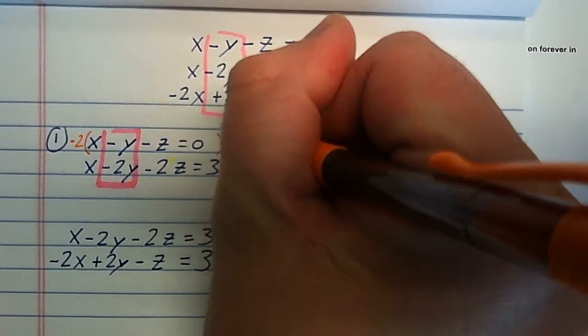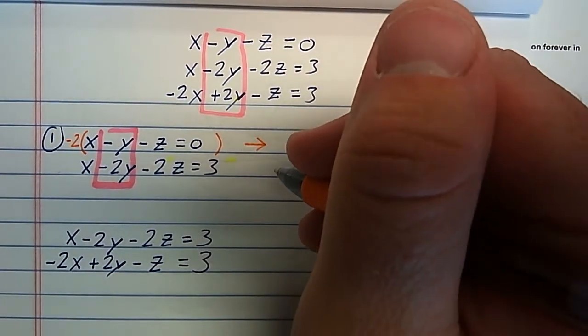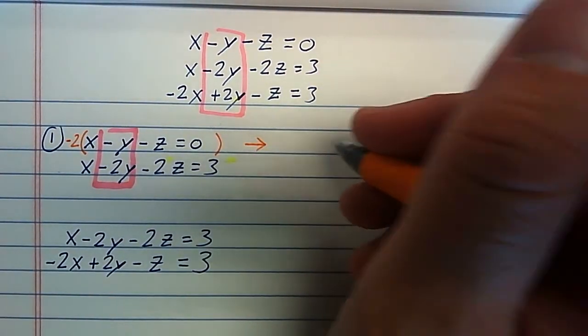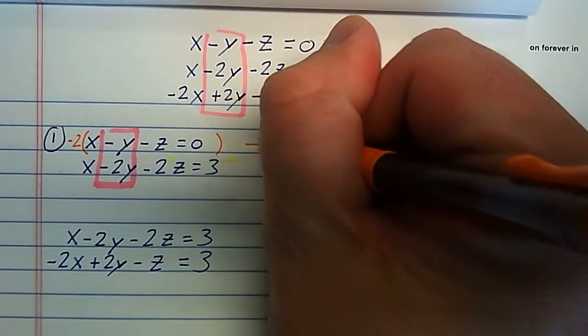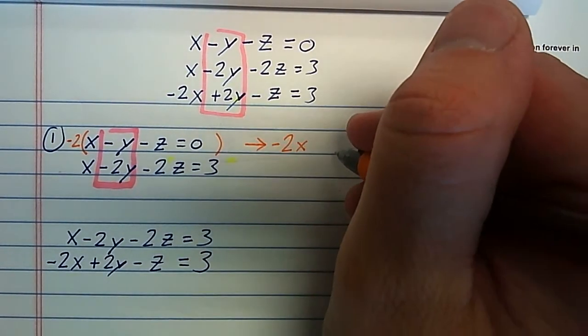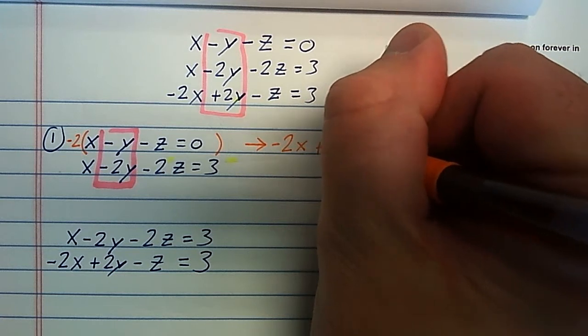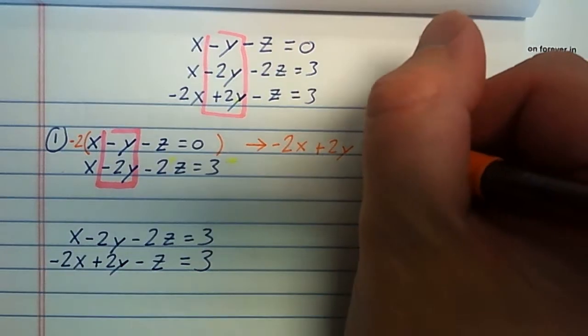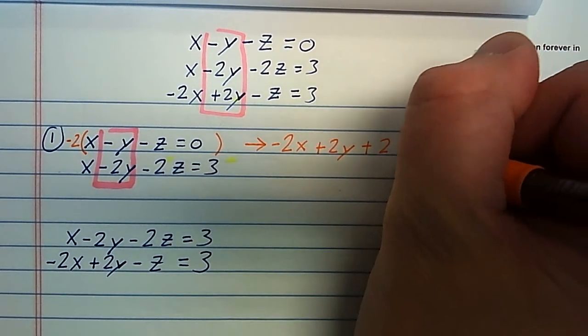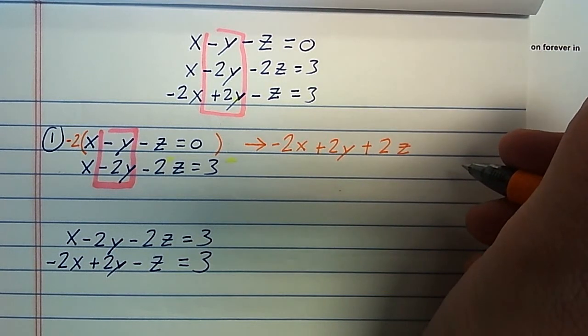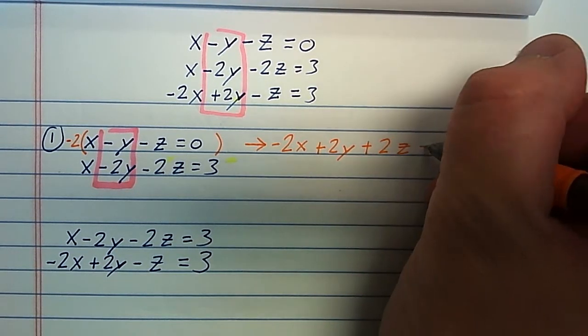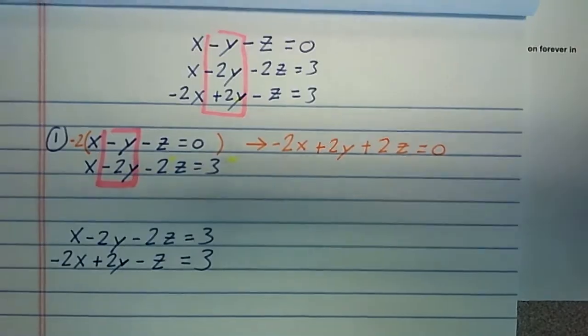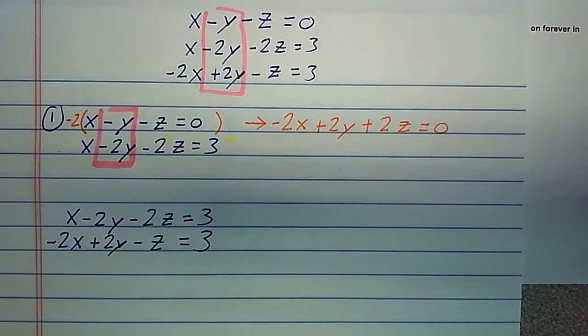You see that? Or multiply by 2 and subtract. I don't like subtracting. So that's negative 2x plus 2y plus 2z. And negative 2 times 0, still 0. The other one I could leave alone.